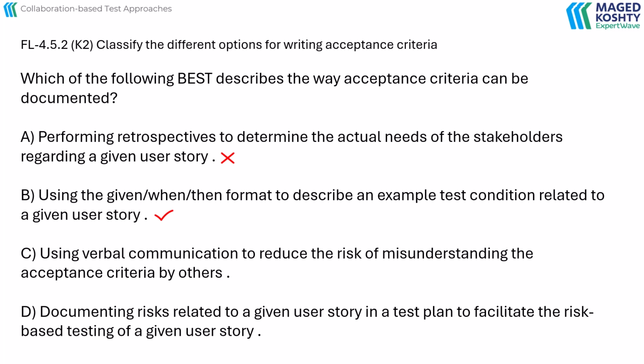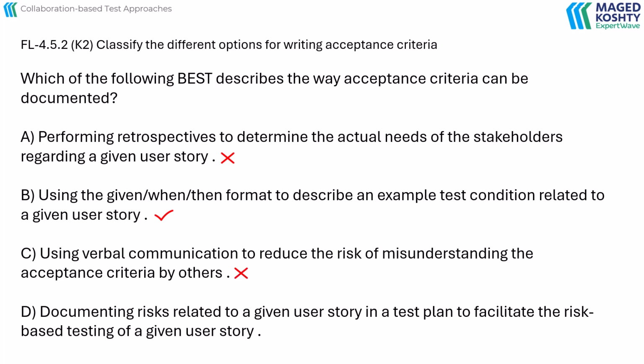C. Using verbal communication to reduce the risk of misunderstanding the acceptance criteria by others. It's best practice to physically document the acceptance criteria as part of a user story. Verbal communication will not help here.